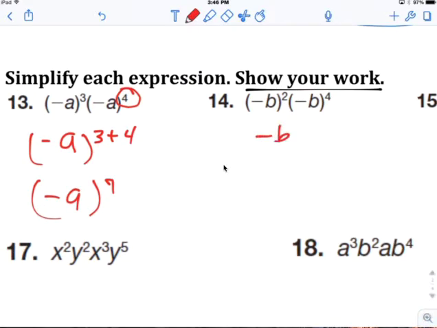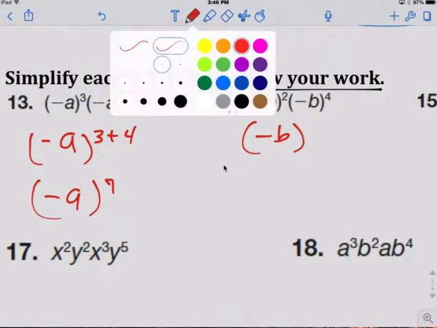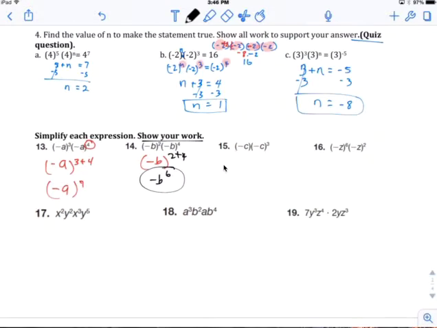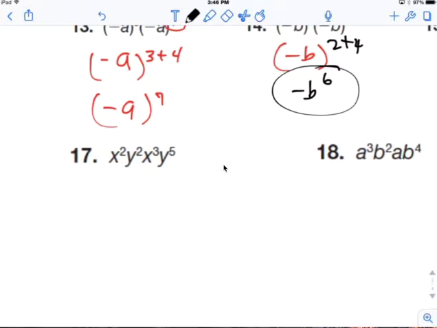It's -b, the first one, there's 2 of them. Second one, there's 4 of them. You add them, -b to the 6th power. Okay, and the rest is the same. Same as here. There's x squared, x to the 3rd, y squared, y to the 5th, x to the 5th, and y to the 7th.